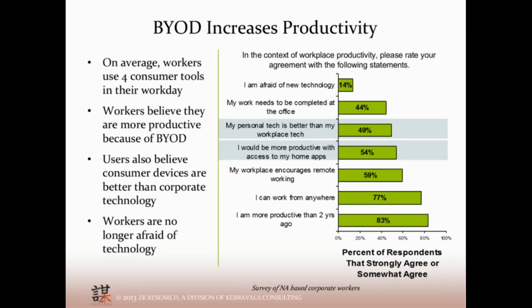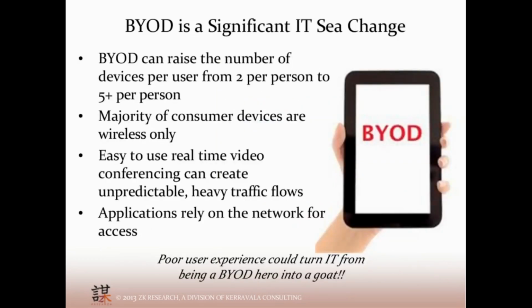The top left bullet, the first bullet there, on average, workers do use already about 4 consumer tools in their workday. And I'm not talking strictly about devices, but it may be a combination of a smartphone, Google Mail if there's too many restrictions in the corporate email. It could be things like Dropbox, some sort of cloud storage, things like that. So on average, it's about 4. Technically advanced users probably use more.